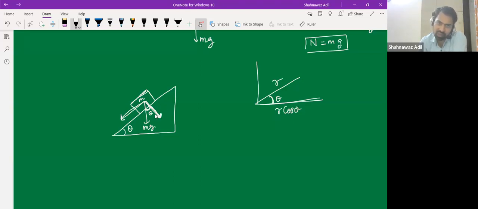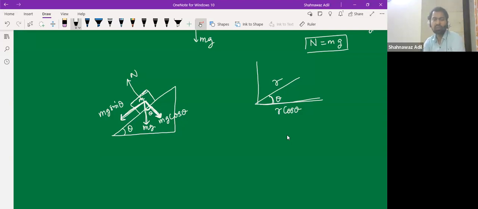Along the component, because this mg has two components, right? This is along the plane, and this is perpendicular to the plane, right? So this has two components. This would be mg cos theta, and this would be mg sin theta, right? And then the other force acting on the surface was this normal reaction, right?